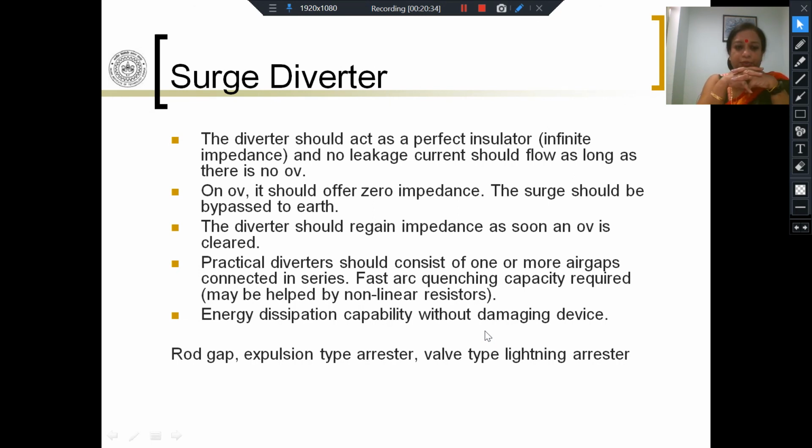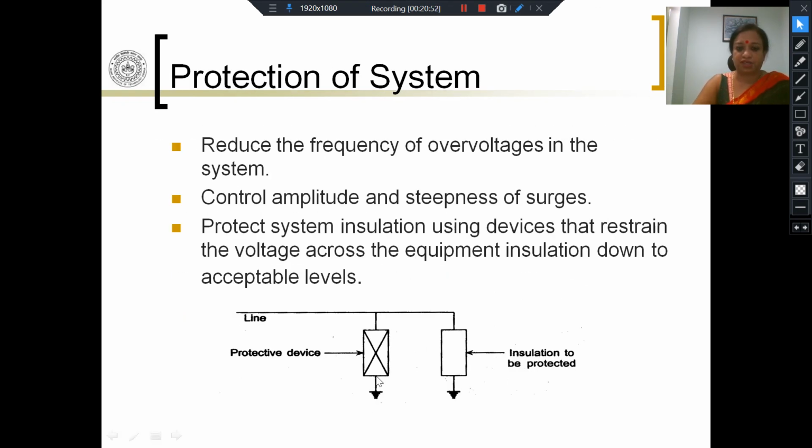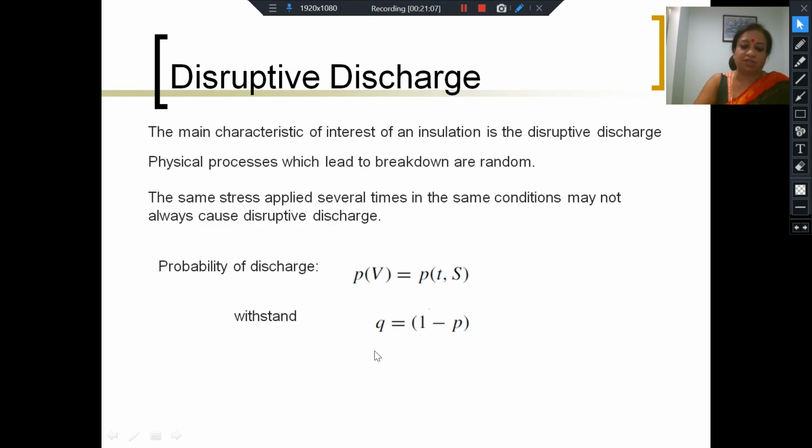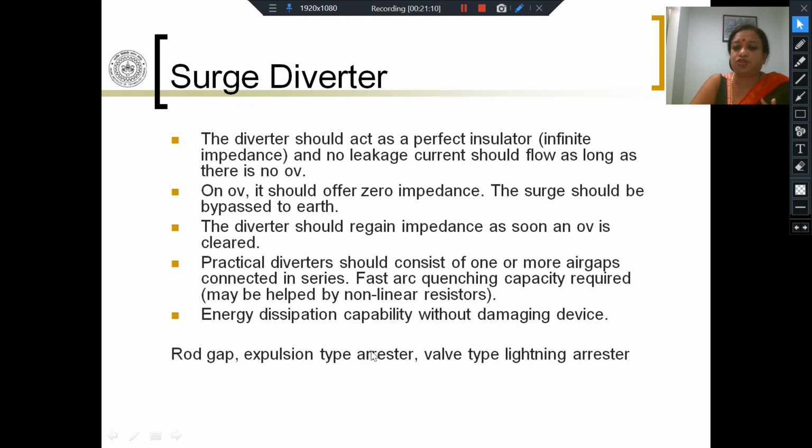So an example of a protection device is the surge diverter. The surge diverter, ideally speaking, should act as a perfect insulator. That means it has an infinite impedance and there is no leakage current flow as long as there is no overvoltage. So let us continue to think about this as a surge diverter. And what does the surge diverter do? As long as there is no overvoltage in the system, the line is functioning properly. We do not want the system to even see this. It serves no purpose. So if I do not want the system to see this, what should it do? It should act as a perfect insulator. It should have an infinite impedance and there should be no leakage current.